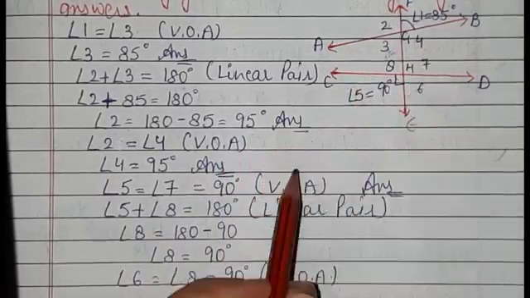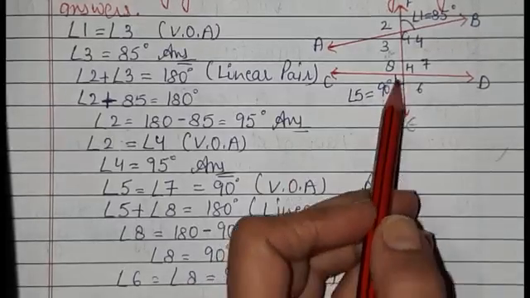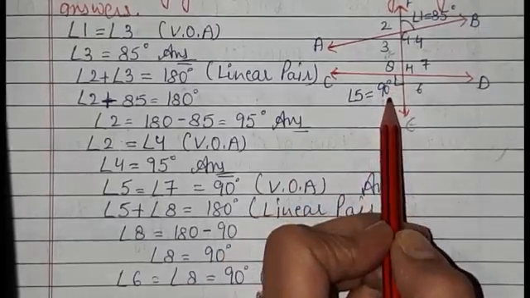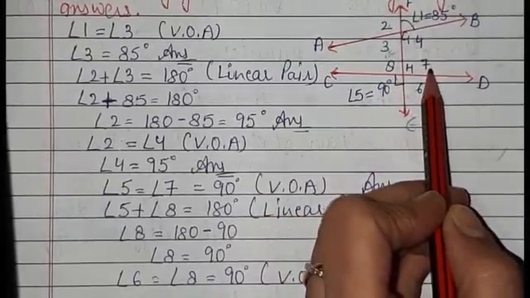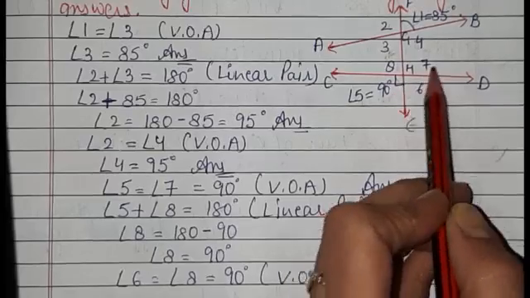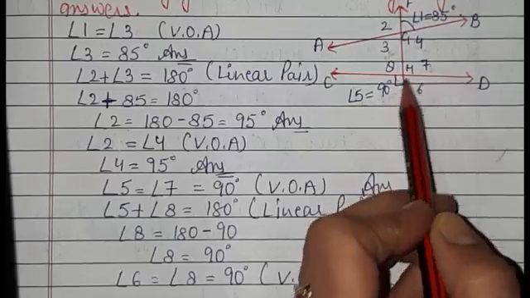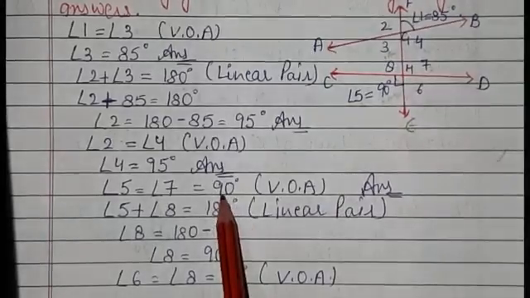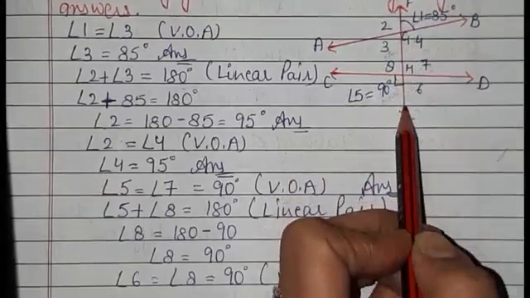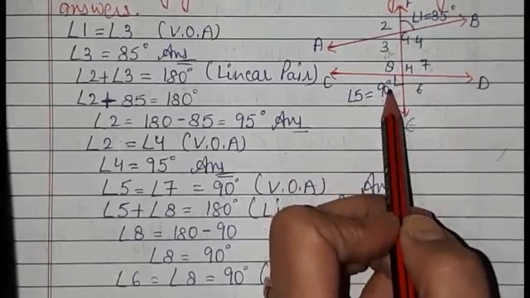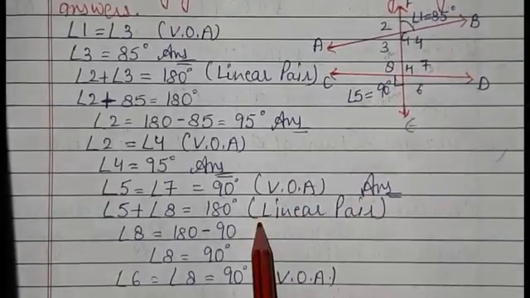Clear? Now similarly in that case, angle 5 is given 90 degrees. So angle 7 is also equal to 90 degrees because of vertically opposite angles. Right? Now angle 5 plus angle 8, this is a straight line. So these two angles sum is equal to 180 degrees because of linear pair.